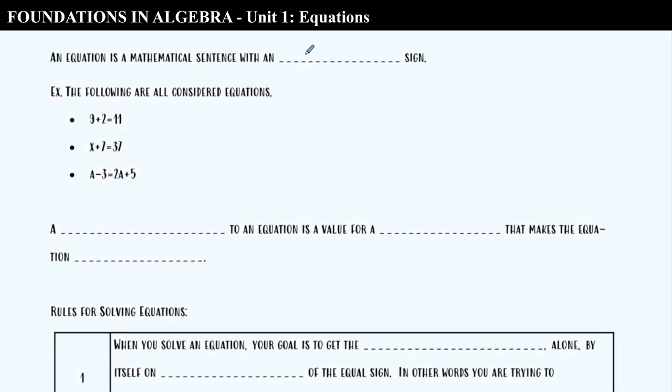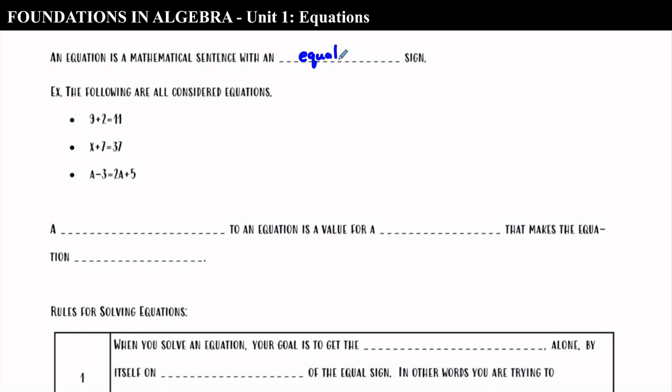Okay, so up to this point we've been dealing with pretty much everything involving expressions, no equal sign involved. Well, now we're going to be talking about things that do include an equal sign. The following are considered equations: 9 plus 2 equals 11, x plus 7 equals 37, a minus 3 equals 2a plus 5. All of these are equations because they contain an equal sign.